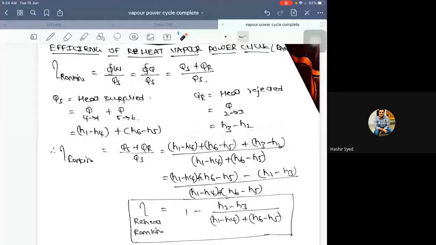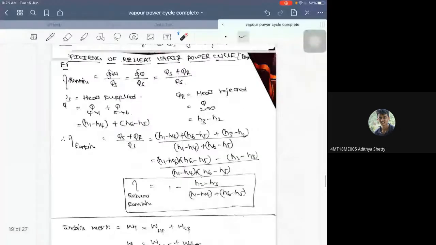So H3 minus H2, he has just changed the signs. He has taken it as H2 minus H3 in the next step and incorporated a minus sign in between to compensate. Okay. Any doubts here? Any doubts in deriving the expression for efficiency in case of a reheat Rankine cycle? Any doubts? No, sir. Okay.